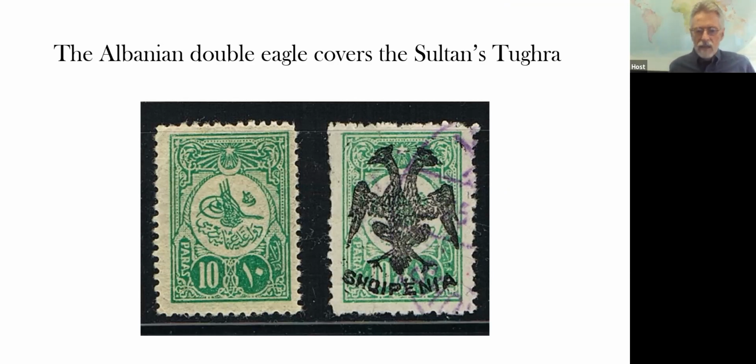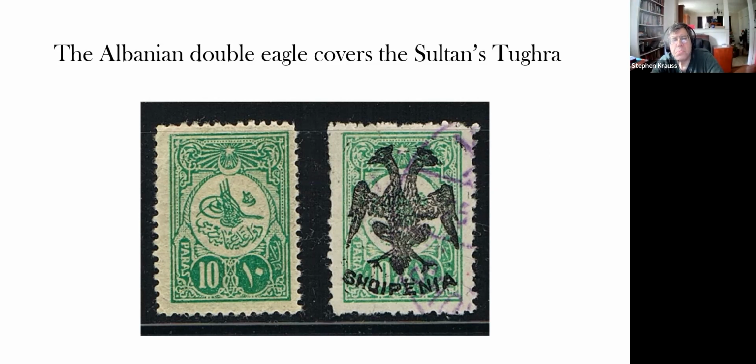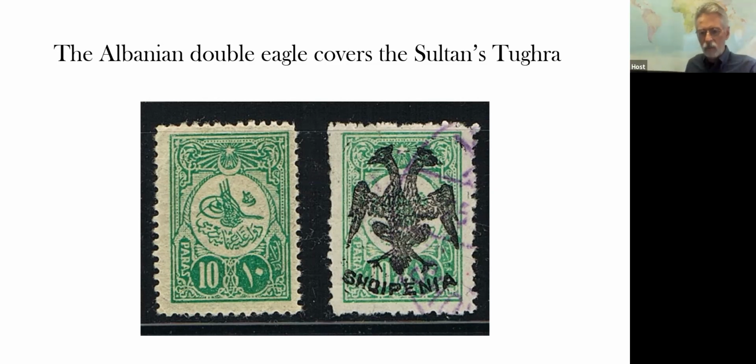Albania as a country was created in 1912, and they took the Turkish stamps on hand and overprinted them with a bold black Albanian double eagle, blocking out the Sultan's signature, the Tugra. So what I mean by an obliteration is an overprint that does more than just add information. It's an attempt to cover up something that the issuer wanted to blot out.